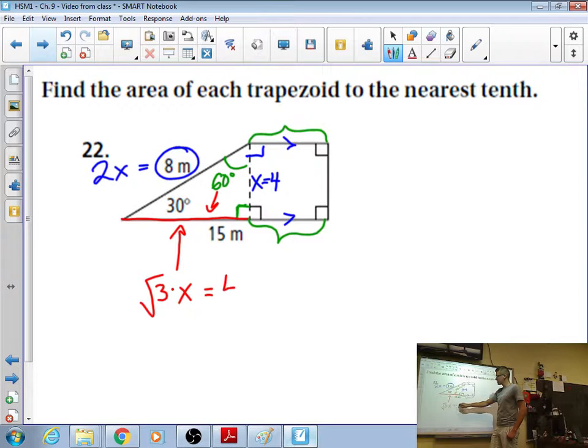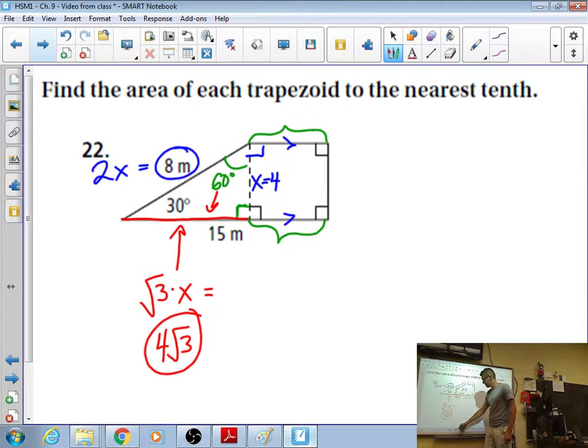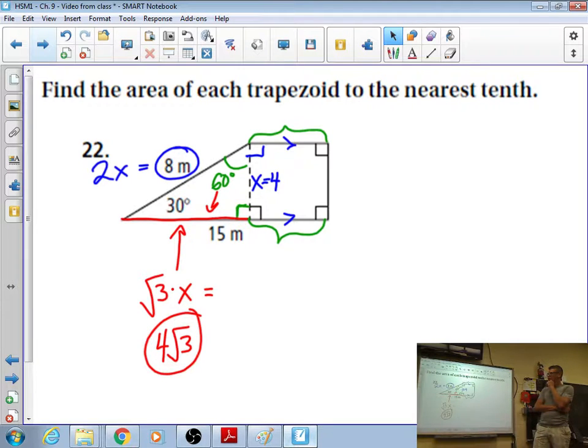X is 4, so this is 4 radical 3, which for sure makes this not a square, because if this is some weird radical value, then this is probably going to become some weird radical value. So I know that's 4 radical 3. Sweet. I'm going to drag that right here just to stay out of the way. Now shoot, 4 radical 3 away from 15. It's quite messy, right? Anyone have an idea of what we could do?